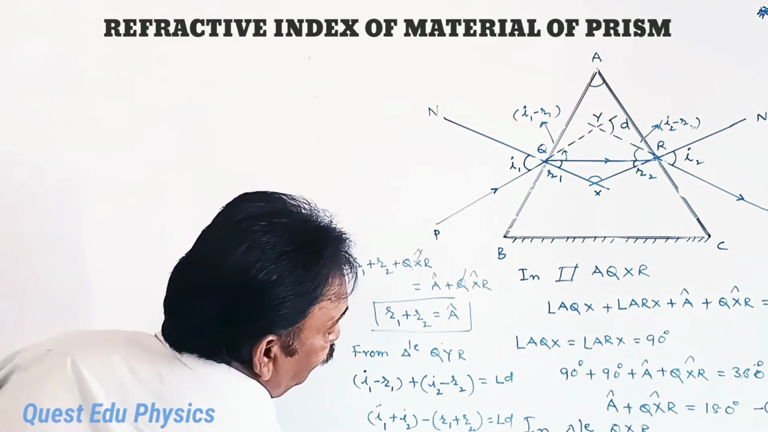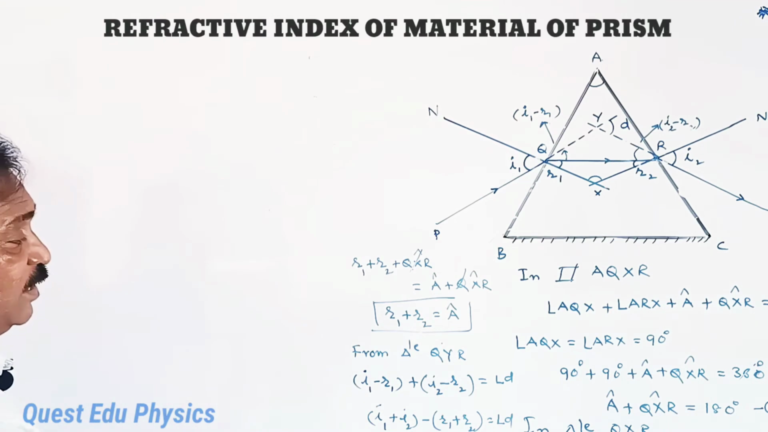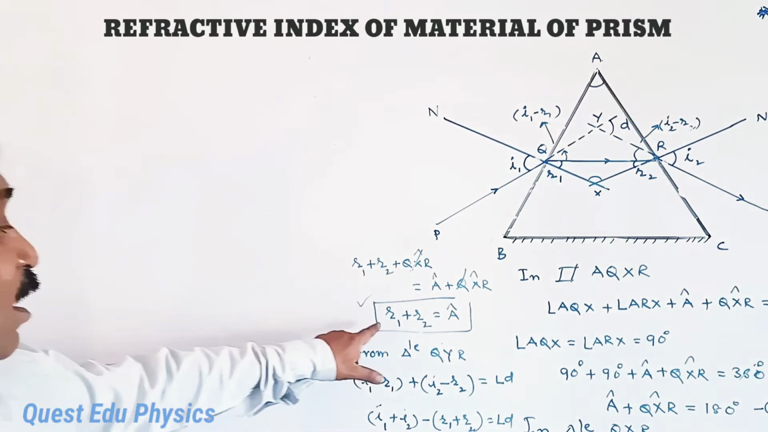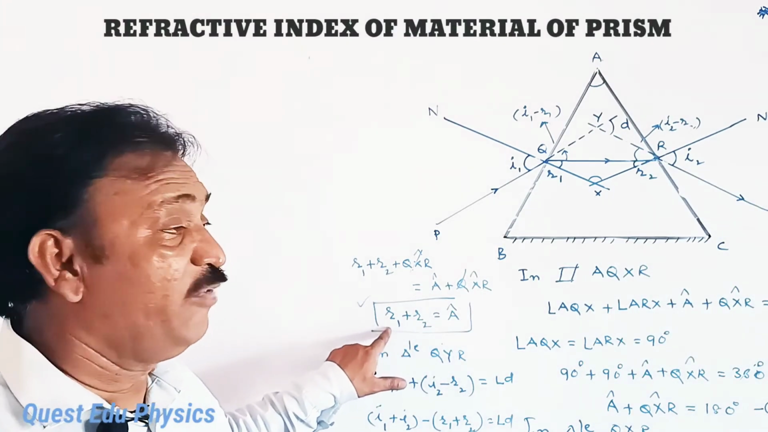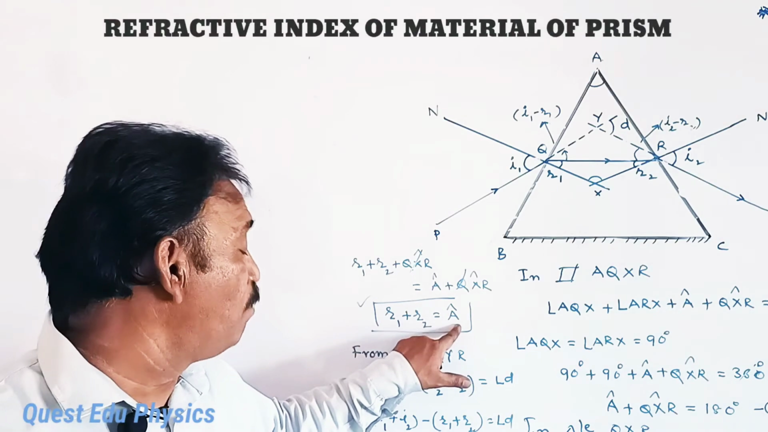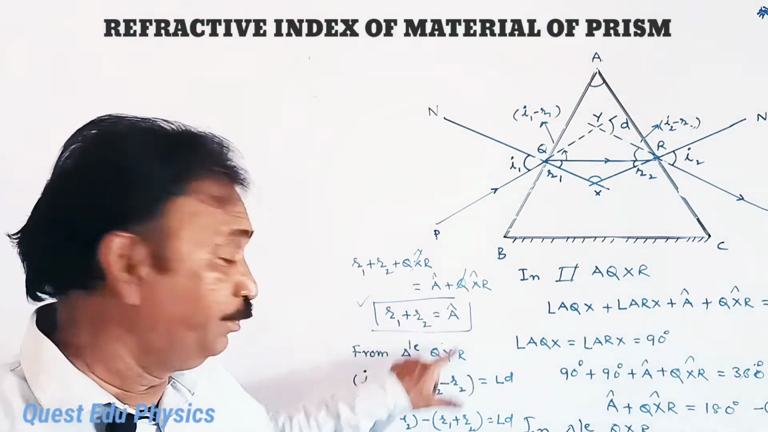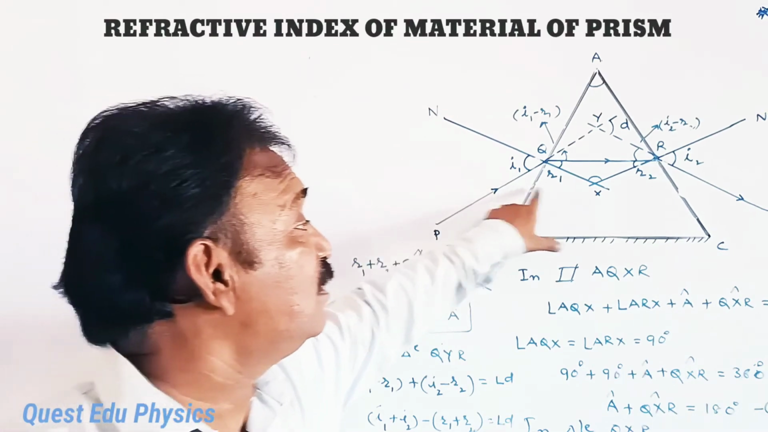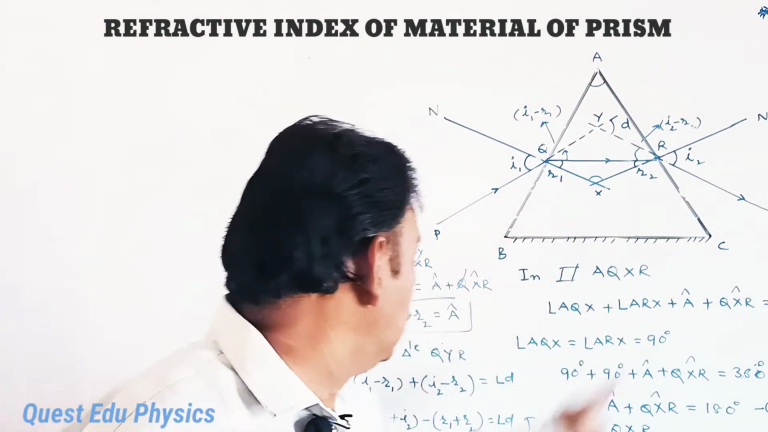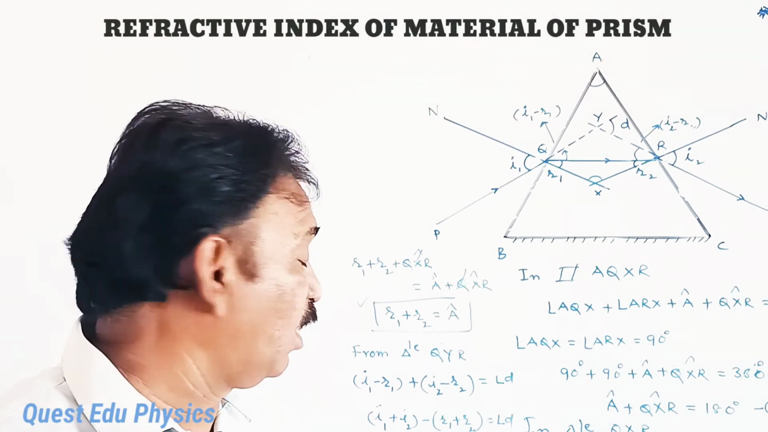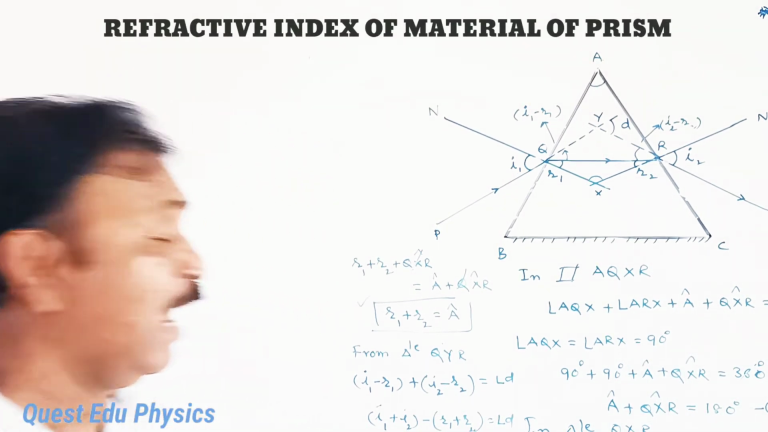Freeze them. We have the two relations here, students. The sum of the refractions at the two refracting surfaces is equal to the angle of the prism, and the sum of the angle of incidence and angle of emergence is equal to the sum of angle A and angle D.